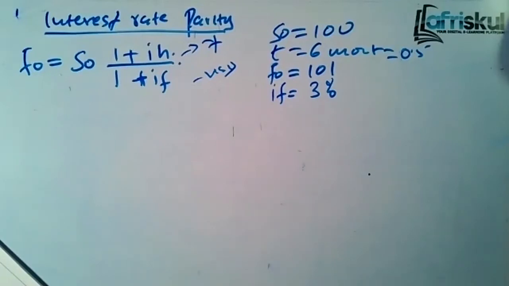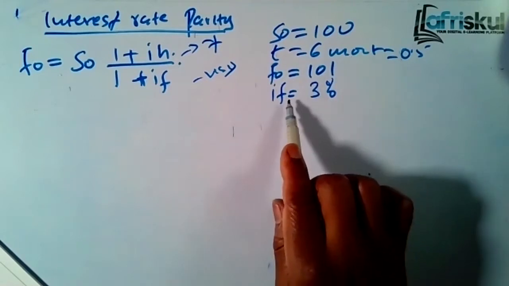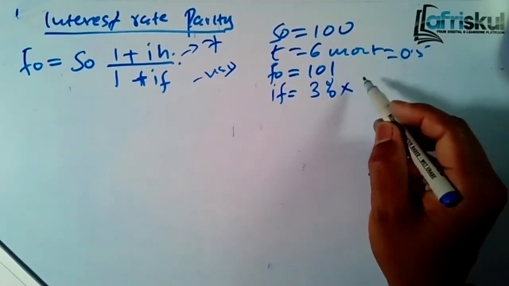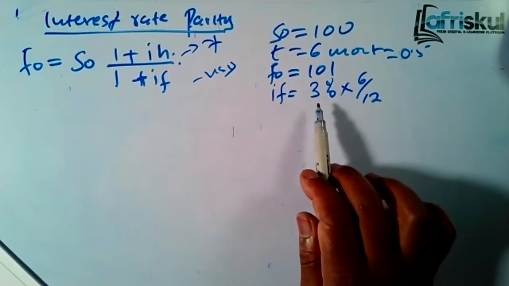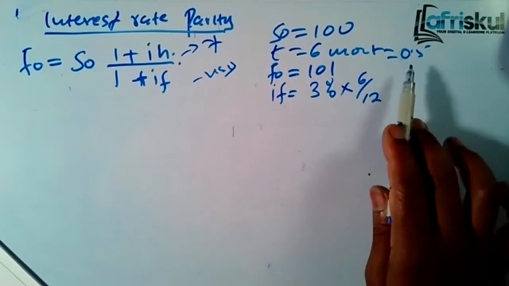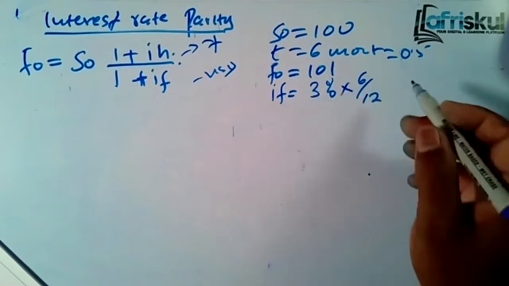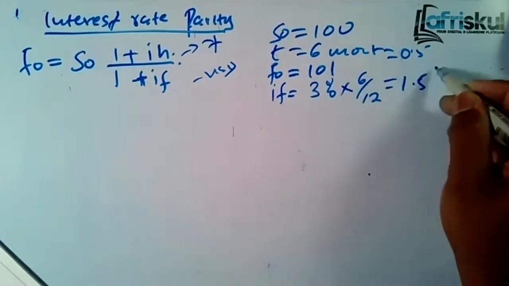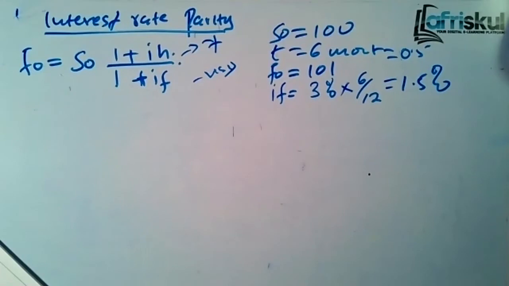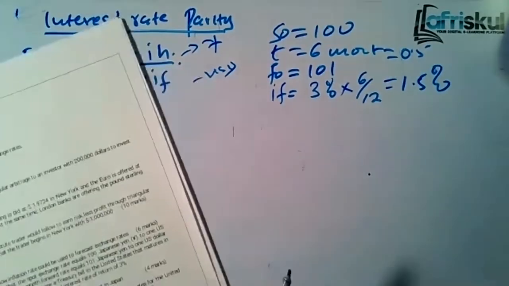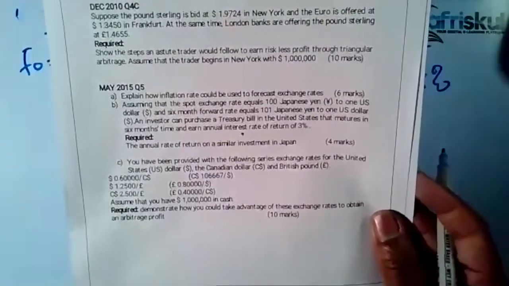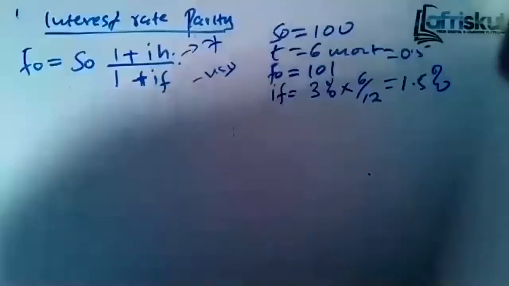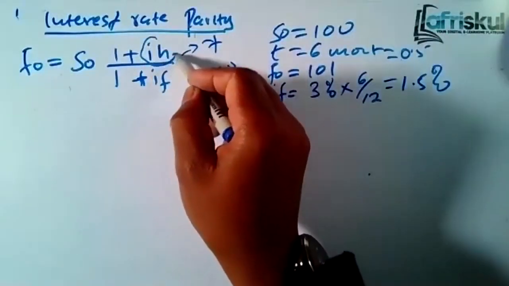But you are told that it's an annual interest rate, while the time to maturity is 6 months. So how can we get this interest rate? You multiply by 6/12. Remember, the 3% is the annual interest rate, but our time to maturity is 6 months. So 6/12 gives 1.5%. So now the question is the annual rate of return on a similar investment in Japan. This is what they need.